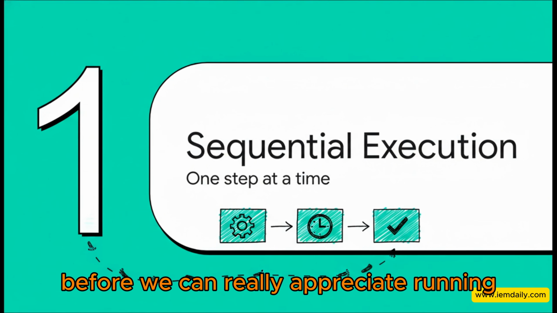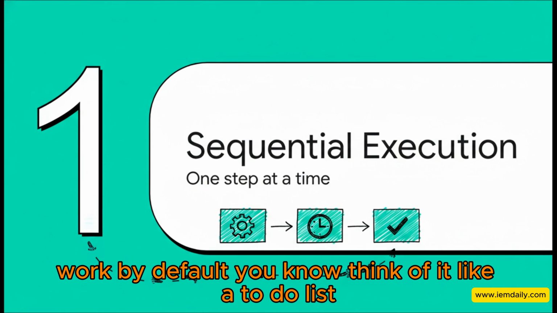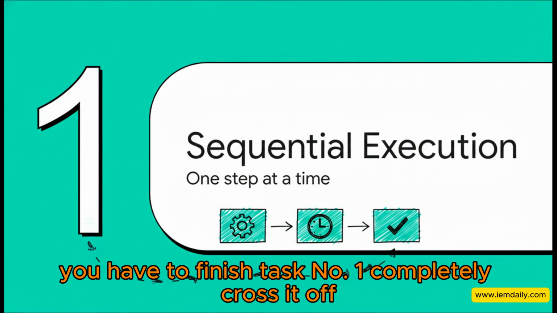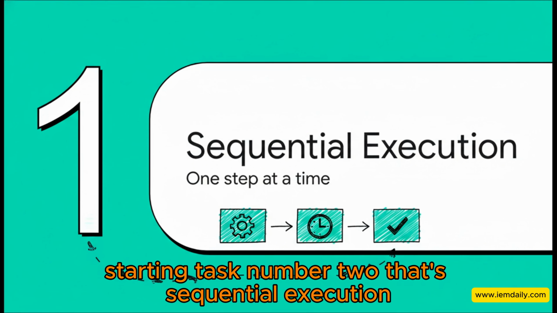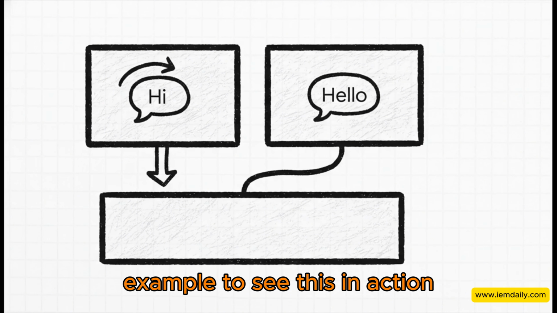Before we can really appreciate running things in parallel, we need to get a handle on how most programs work by default. Think of it like a to-do list. You have to finish task number 1 completely, cross it off, before you can even think about starting task number 2. That's sequential execution. Let's look at a super simple example to see this in action.